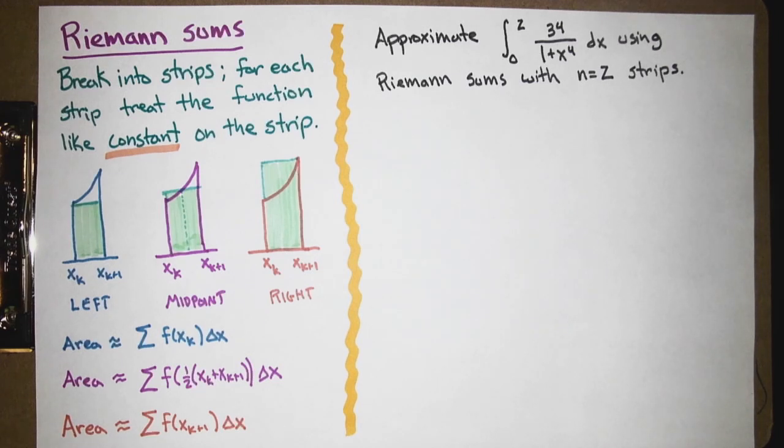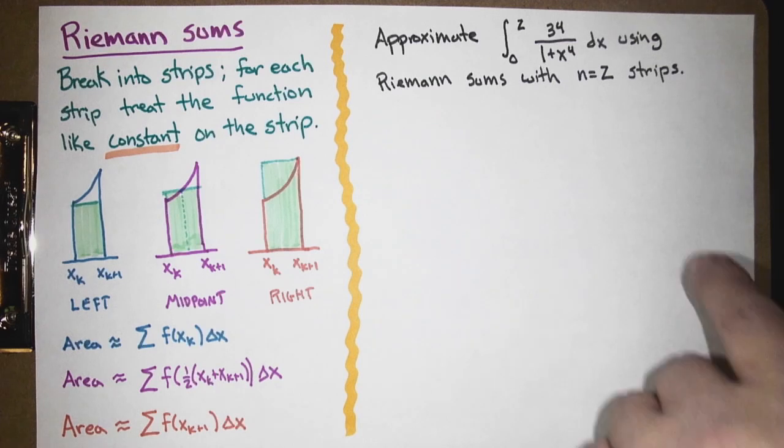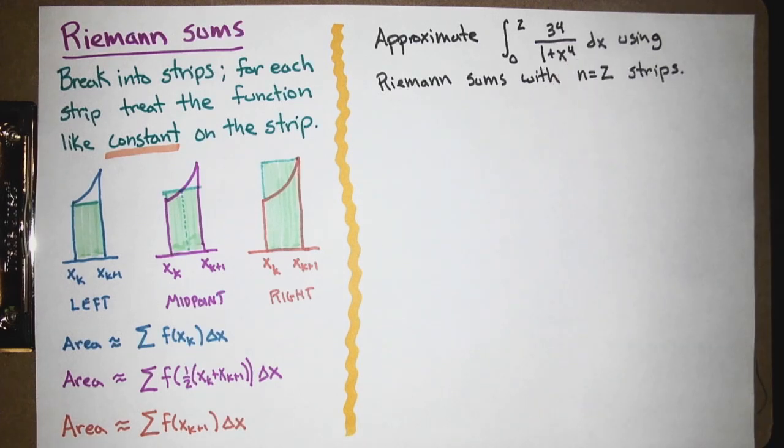All right. So here's an integral, 0 to 2, of 34 over 1 plus x to the fourth dx. On a side note, can we integrate this? What do you think? Do we have the tools? Well, the answer is we could integrate it, but it would take us about an hour to do it. I will show you the answer later on. Not the process, but just the final answer.